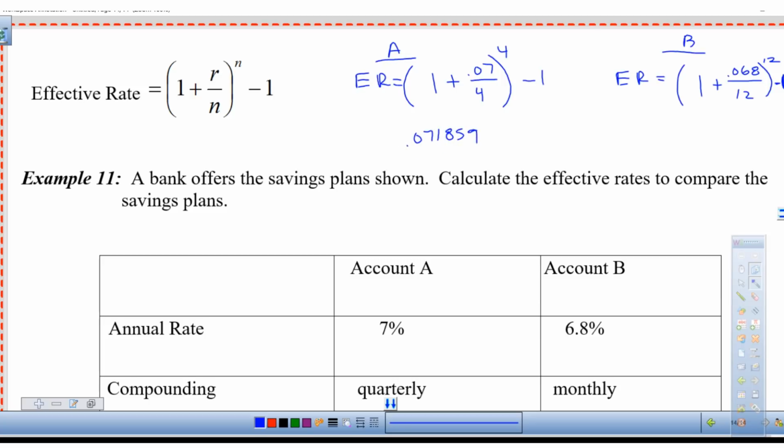0.071859. I carried it out a lot. Next one, parenthesis, 1 plus 0.068 divided by 12, close it, raise it to the 12th, minus 1, enter, and you get 0.07015859. So if you turn these into percentages, this would be 7.19%. This would be 7.01%. Which one are you going to make more money on, guys? A. You're done. That's your lesson. Okay? Easy or hard? Talk to me. Pretty easy, right? Just that formula is a little horrendous.